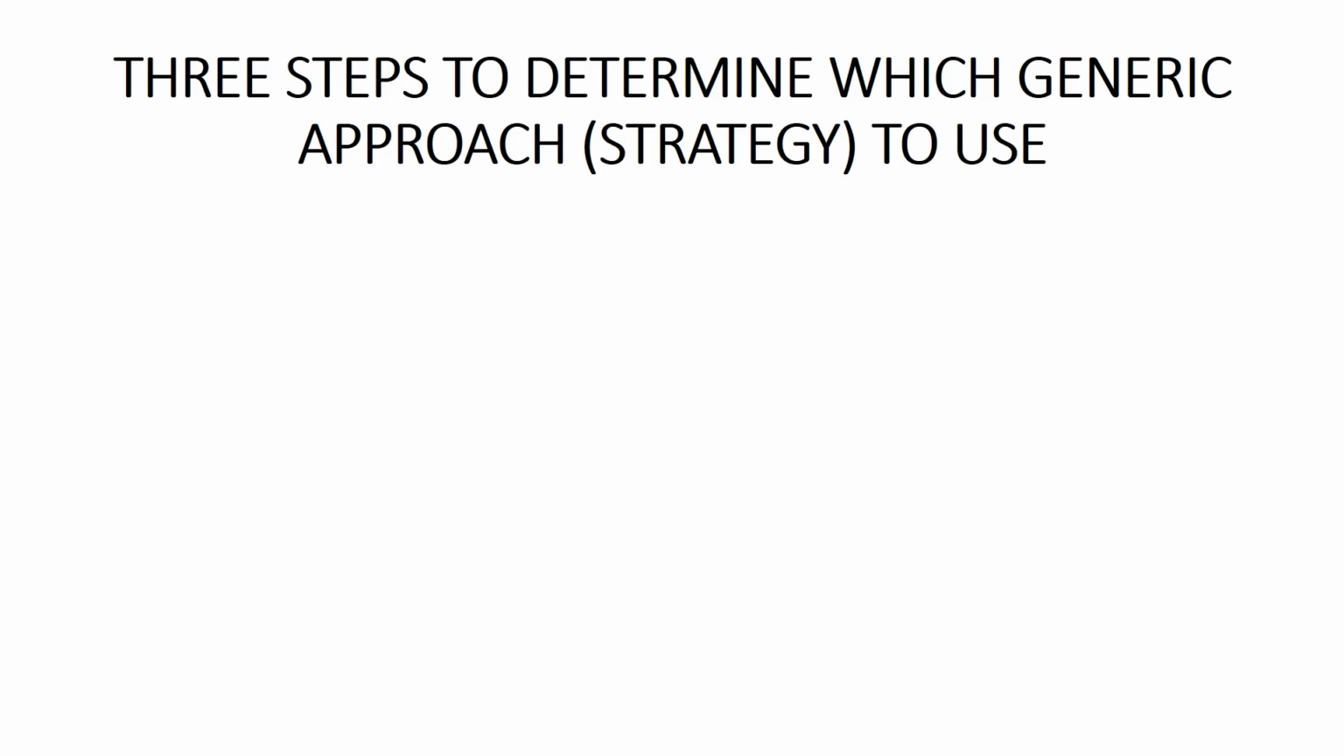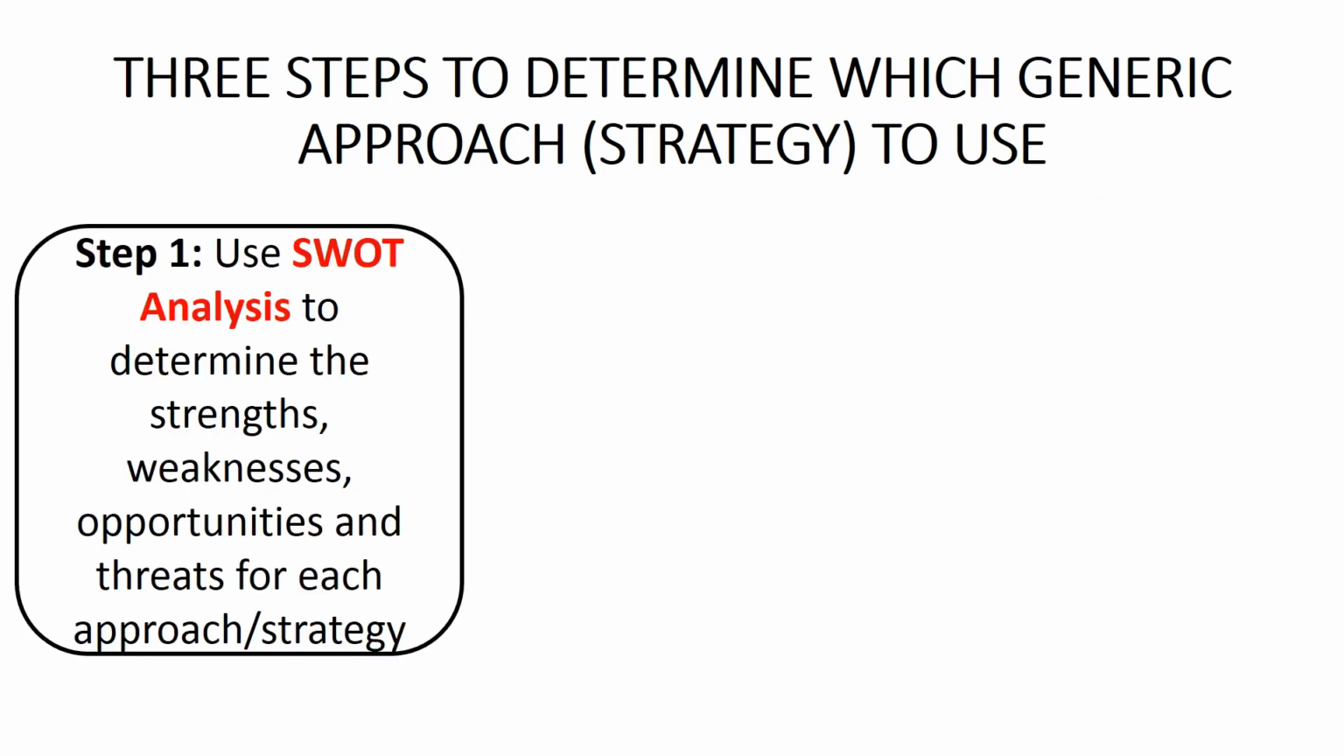Now, before we come to look at these strategies in more detail, the business, of course, first has to determine which of these 4 generic approaches or strategies it will use. And there are 3 steps that a business must take to determine which is the most appropriate strategy. The first step is the business must apply a SWOT analysis to determine the strengths, weaknesses, opportunities, and threats for each of those 4 strategies that it could adopt.